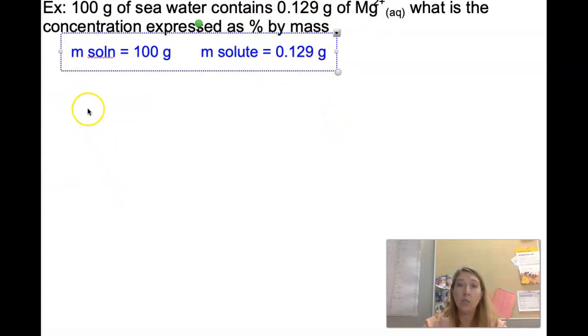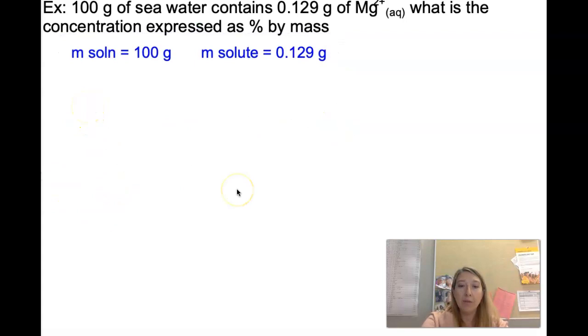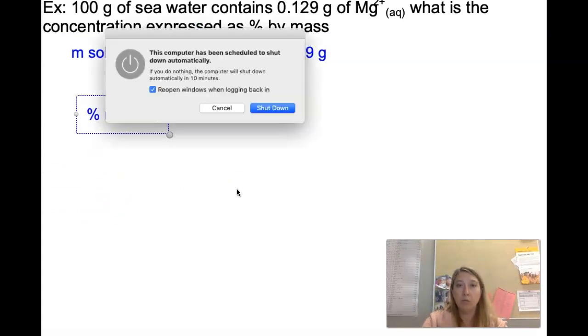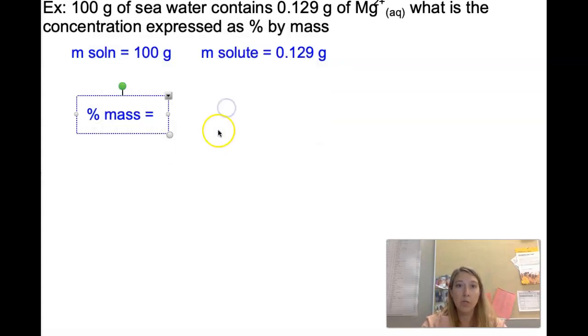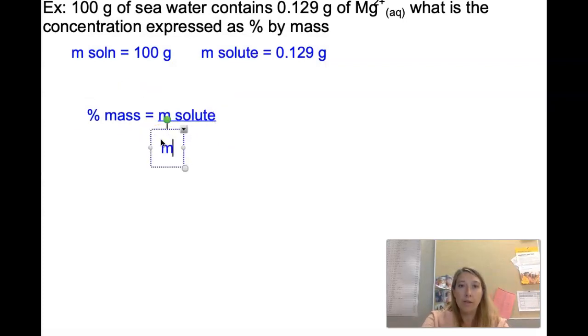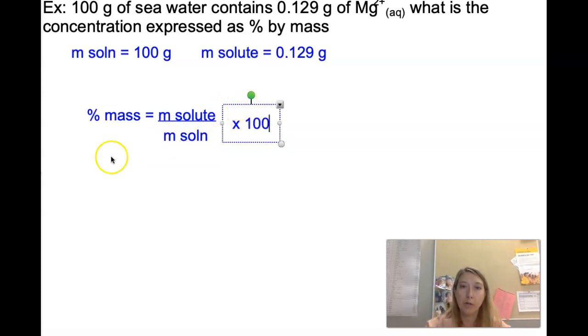So those are our knowns. We are attempting to determine the percent by mass. We have our equation: the percent by mass is equal to the mass of the solute over the mass of the solution, and then we times that by 100, and that's going to give us our percent. We have the mass of the solute, we have the mass of the solution, so we have everything we need to calculate it.